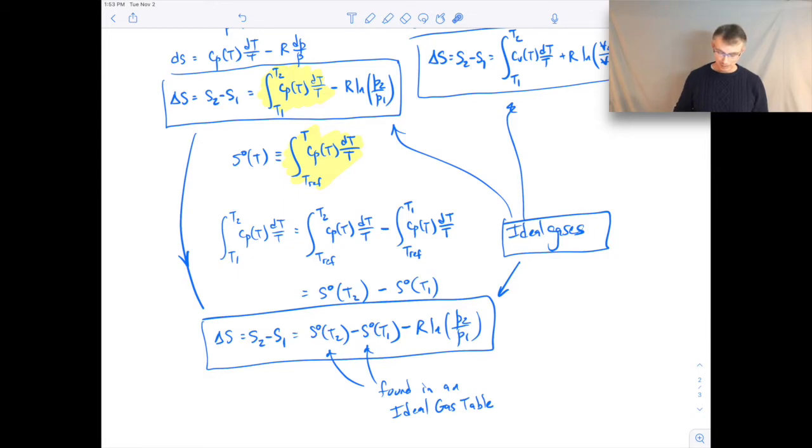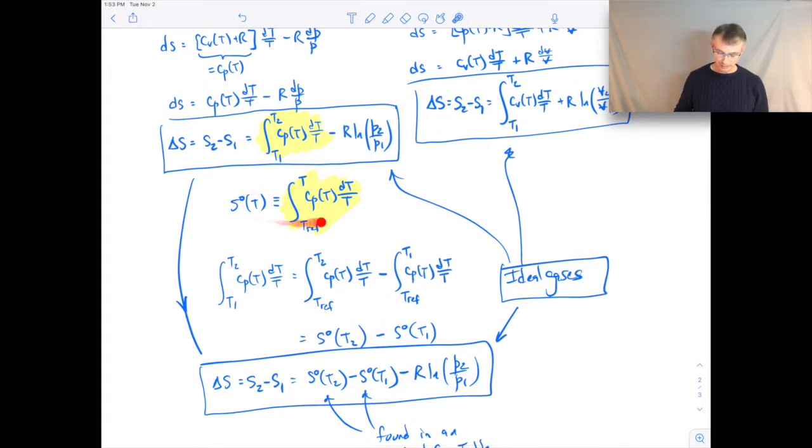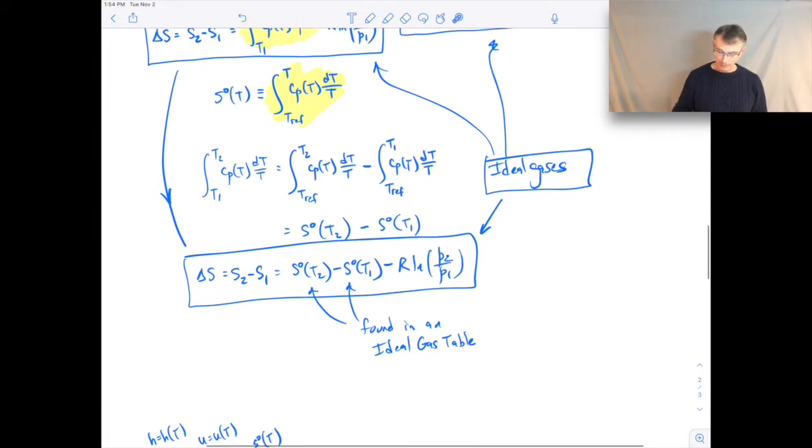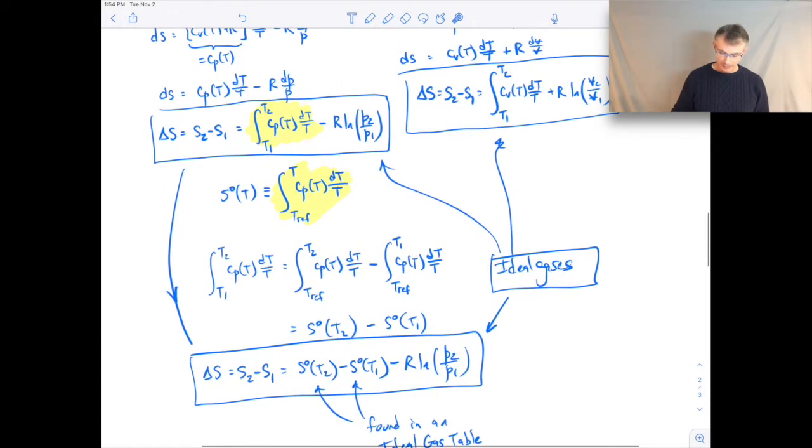And again, the S naught here is not a specific entropy. It's just some other quantity. It's related to specific entropy, but it's not a specific entropy by itself. What it is is this integral. So we probably should have used a different symbol than S naught, but historically, that's the symbol that's been used. Okay, so that's pretty convenient to have.